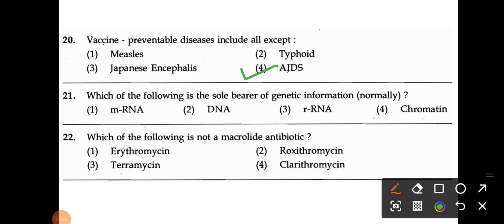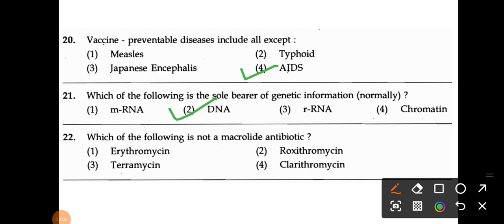Which of the following is the sole bearer of genetic information normally? The options are mRNA, DNA, rRNA and chromatin. So the answer is DNA, because DNA, as we know, carries the genetic information.